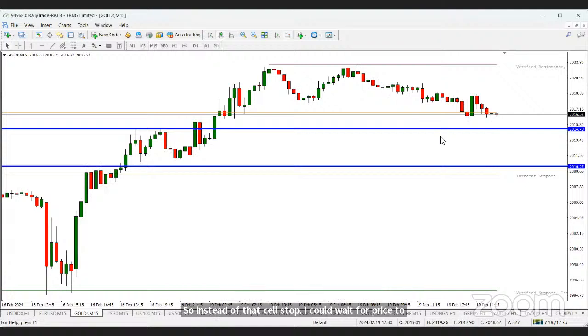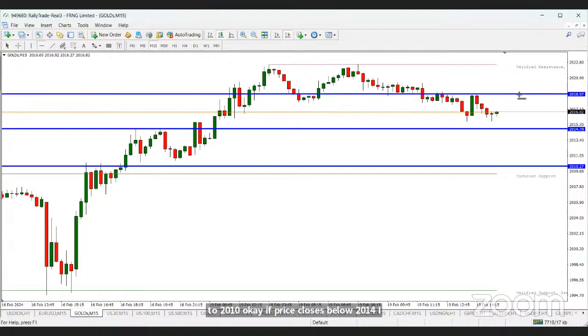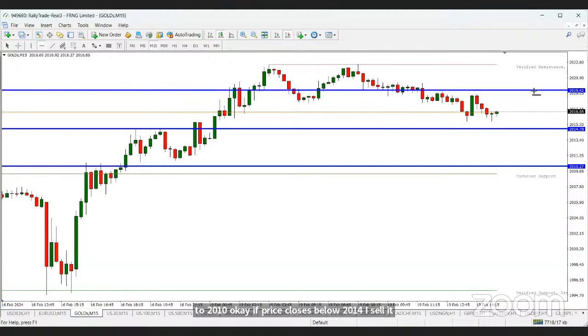If price closes below 2014, I'll sell it further to 2010. Okay. And then I can look out for a buy. I can look out for a buy from 2019.